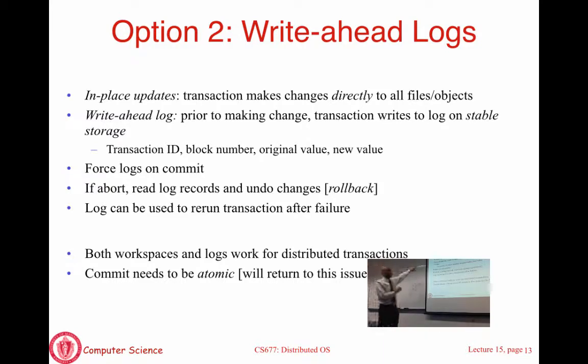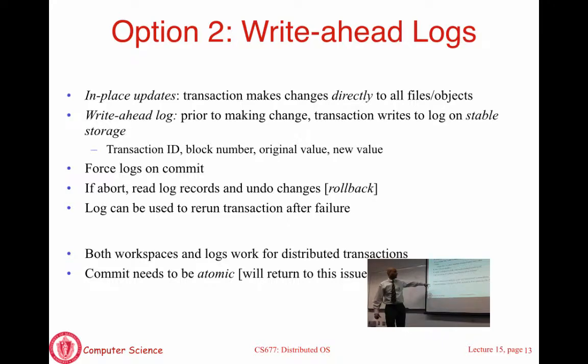So two ideas, and I'm going to give you an example in just a moment. You have in-place updates, where transactions make direct changes to files, objects, databases. You have a write-ahead log, where prior to making any change, the transaction writes whatever change it is about to make to stable storage, out to disk. It will have the transaction ID, block number and whatnot. If you commit, there's nothing to do. If you abort, you read the log records and undo the changes. This is called rolling back or undoing the changes. And logs can also be used in failures, which you will see.